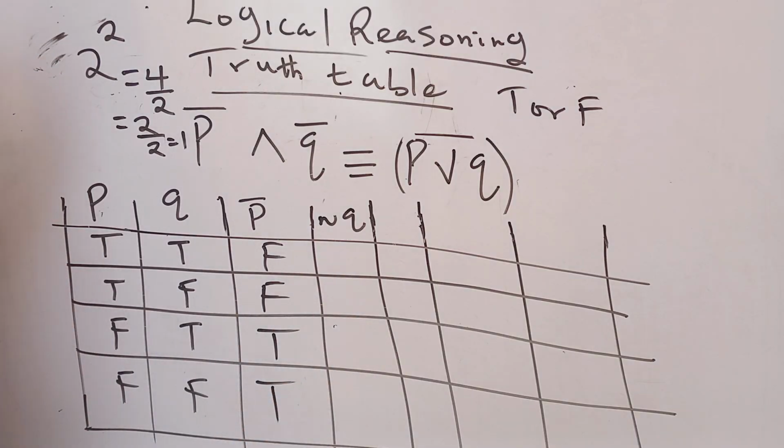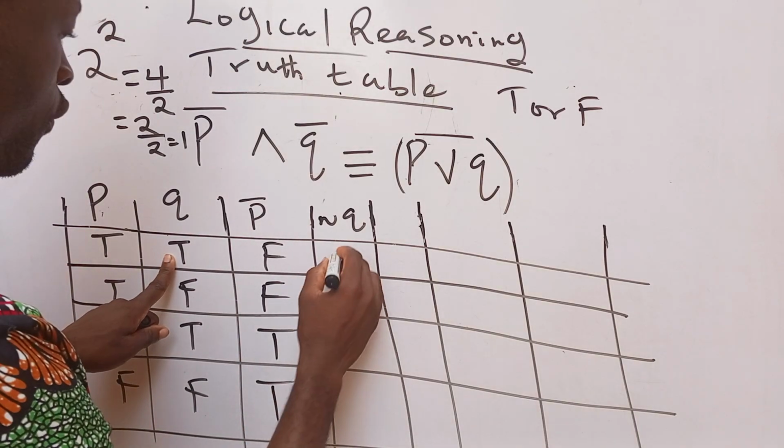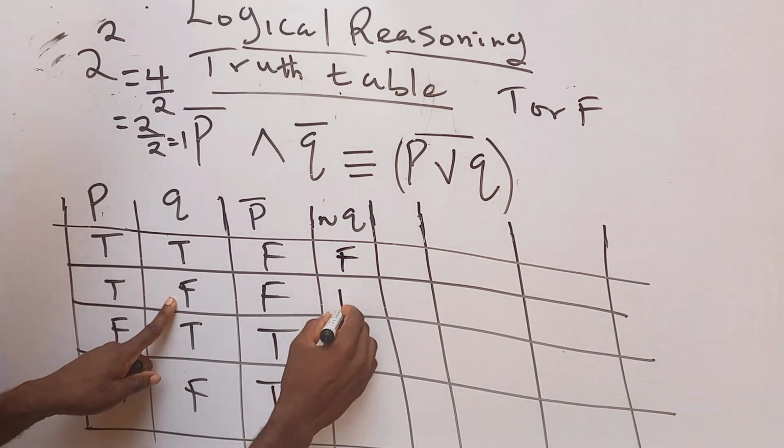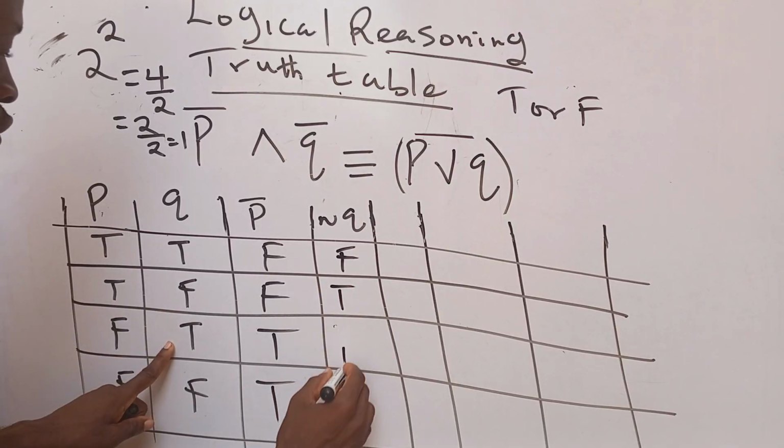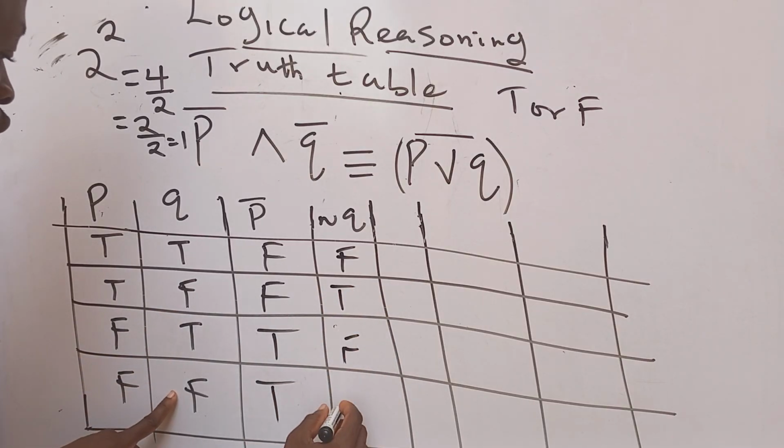So negation Q. If the statement is not true, false. If the statement is not false, true. If the statement is not true, false. If the statement is not false, true. We have been able to create that table now.